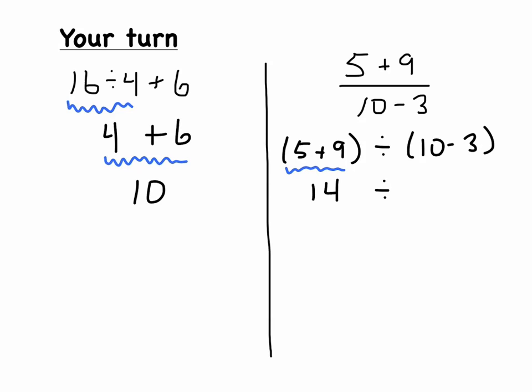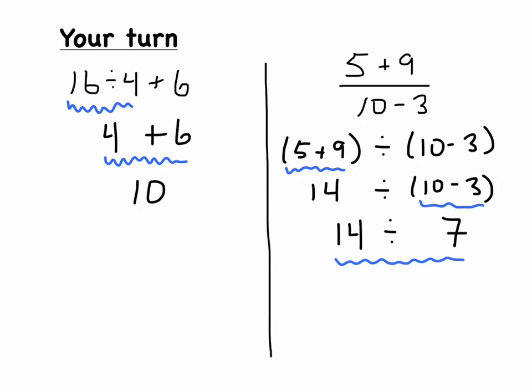Bring everything else down, so we have 14 divided by, in the parentheses, 10 minus 3. So we still have our parentheses of 10 minus 3. So 10 minus 3 is equal to 7. Bring everything else down. Now all that we have is our division of 14 divided by 7. So 14 divided by 7 is equal to 2.